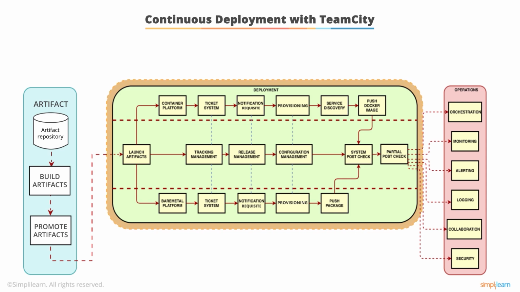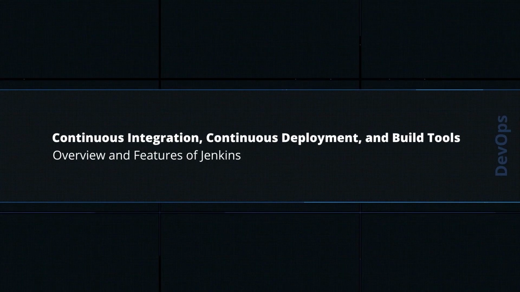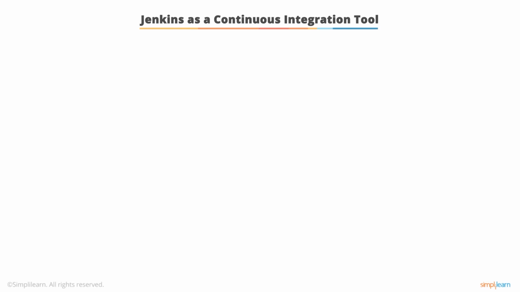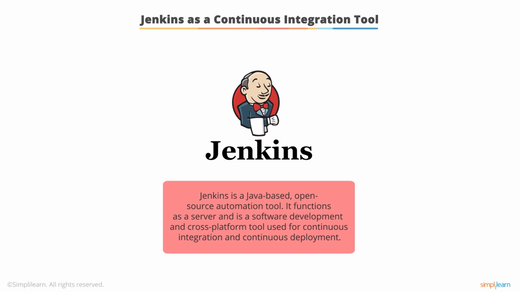Security is a critical aspect of any enterprise's operation and is of particular concern to any DevOps practitioner working within the enterprise. Overview and features of Jenkins. Jenkins as a continuous integration tool. Jenkins is a Java-based open-source automation tool. It functions as a server and is a software development and cross-platform tool used for continuous integration and continuous deployment.